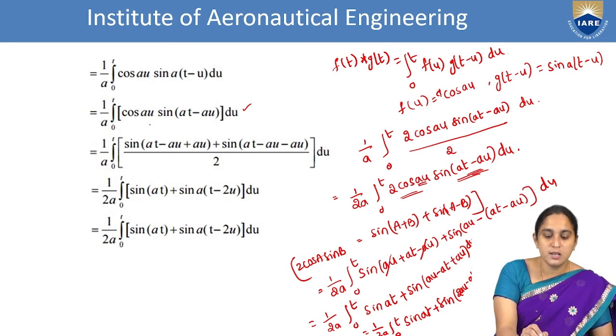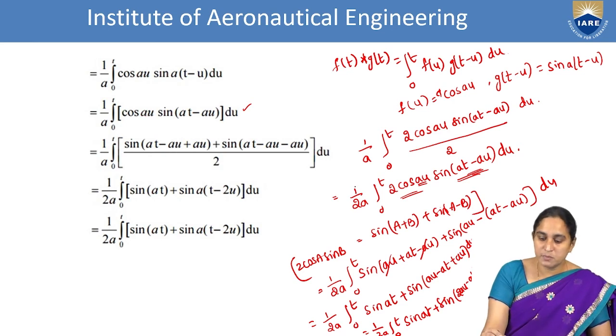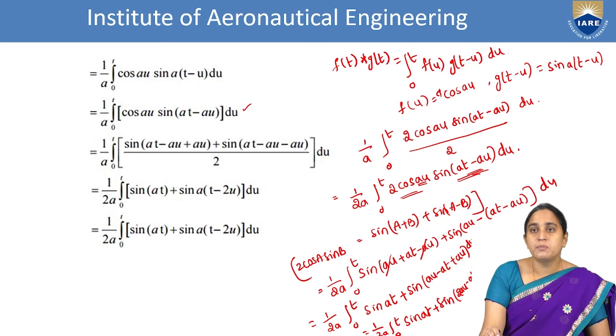From that, 1 by a integral of 0 to t cos au sin a of, I'll multiply inside the brackets with a, that is at minus au into du. But which is in the form of what? From the trigonometric formulas, this is equal to the 2 cos a sin b formula. But what is the missing term here? 2 is missing. For that, I am dividing and multiplying with 2, that is 1 by a into integral 0 to t 2 into cos au sin of at minus au by 2 du. Okay, which is in the form of 2 cos a sin b.